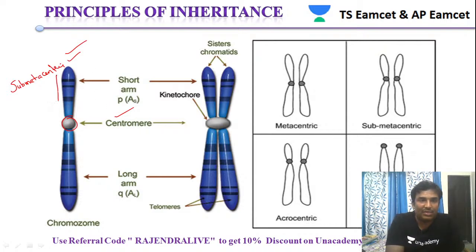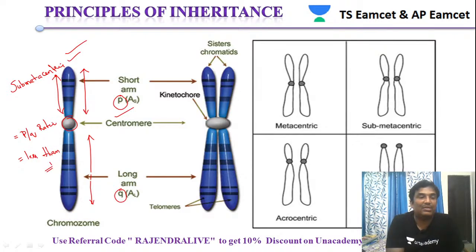Above this we have what is called the short arm, which is represented as P. Another arm is present, which is called the long arm, and it is represented by Q. If you take a submetacentric chromosome, the P by Q ratio is very important. The Q arm has a larger size, so the ratio is less than 1.